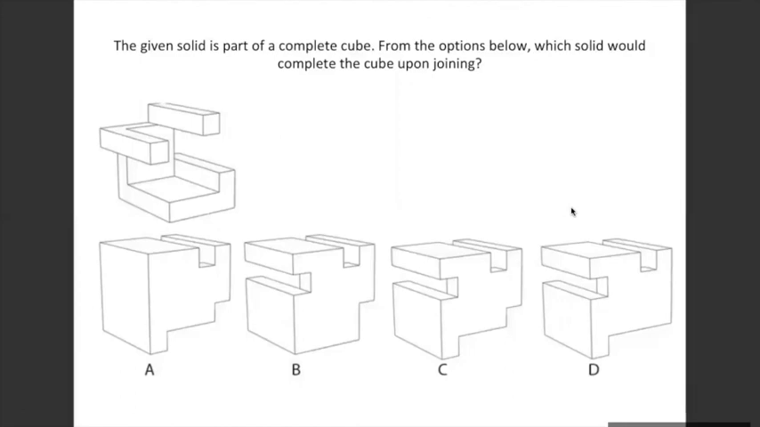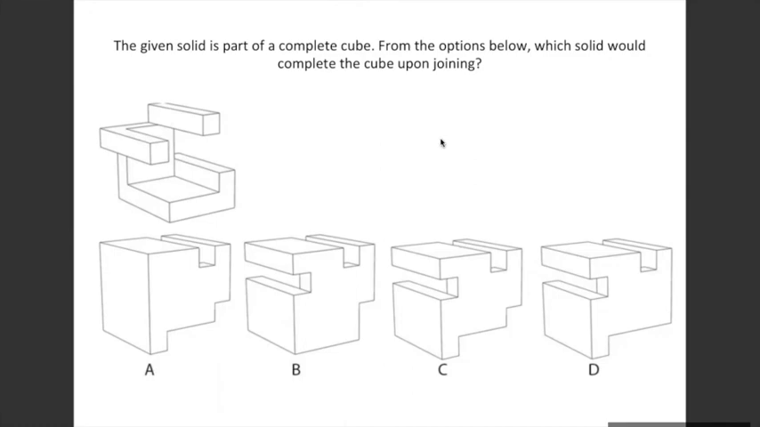So here you're given a solid which is cut from a cube. Now this solid, when it is cut from a cube, what will the remaining cube look like? What will the remaining cube look like of all the 3 options which are given below?